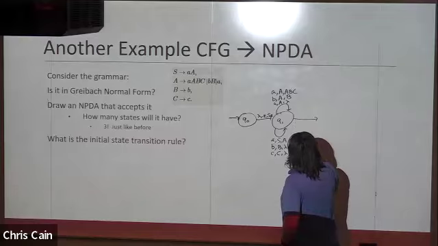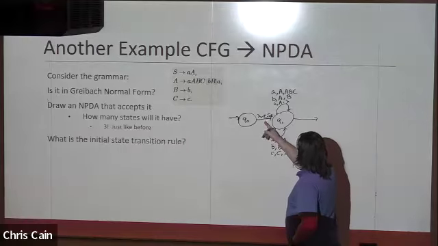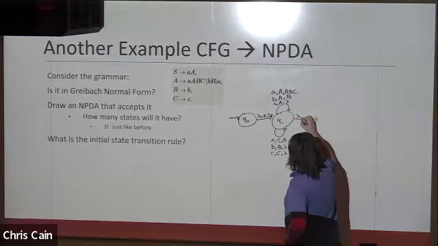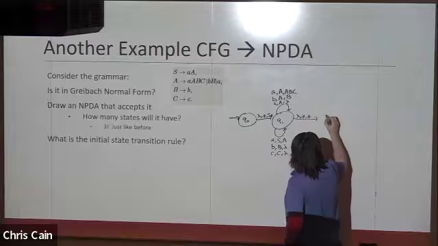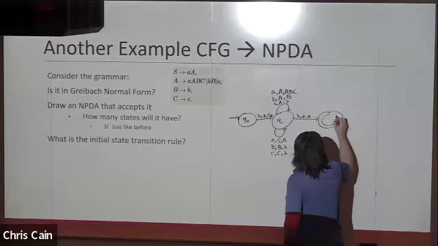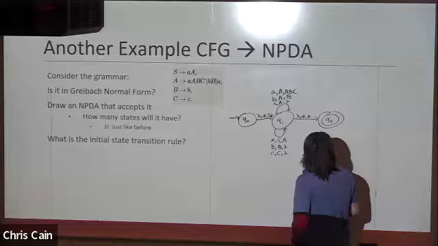Then we reach a final state. We have to look for the bottom of stack symbol again. So we read nothing from the input, pop that bottom of stack symbol and push it back on to get to a final state that is Q2.